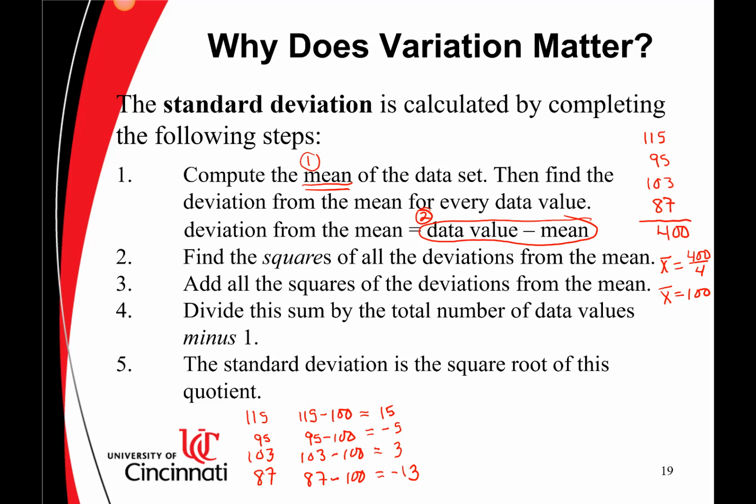Now notice that some of these values are negative. Some of the values will always be negative. And if we just added these up, the positives and the negatives are going to kind of cancel each other out, and we're not going to have much left. So to deal with the fact that we have some negatives, the next step is to square each of these. If you square the 15, you get 225. If you square the negative 5, you get a positive 25. And the nice thing is the negative's gone.